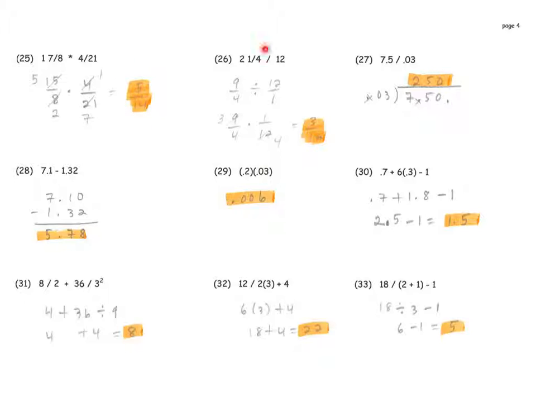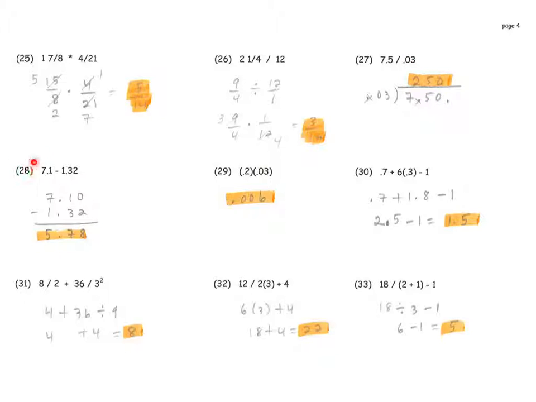Then 2 1/4 became 4 times 2 is 8 plus 1 is 9/4, divided by 12 ones, flipped to times 1 over 12, and again I was able to cancel the 9 with the 12 by dividing by 3. That gave me 3 and 4, and that was 3 times 1 is 3, and 4 times 4 is 16. Here I did decimal division, and in order to divide, I had to move the decimal point 2 places, and that gave me a whole 3 divided into a whole 750, and that gave me 250.